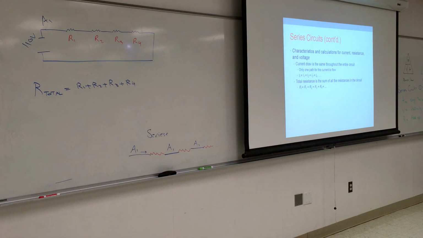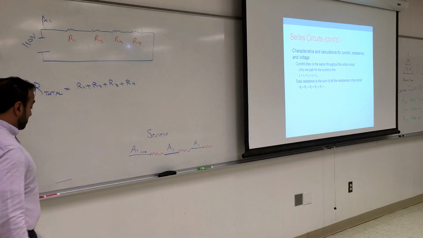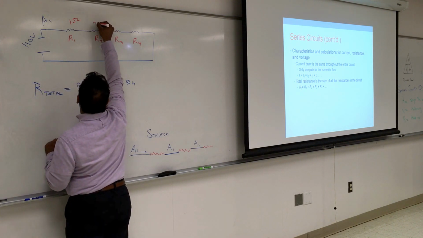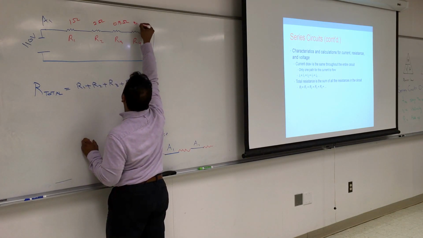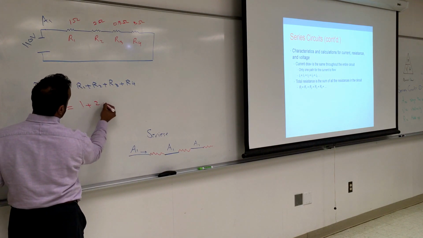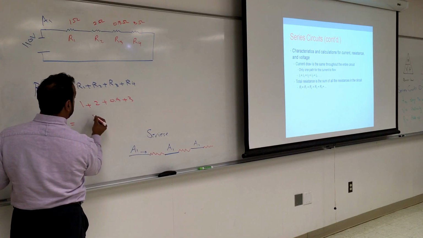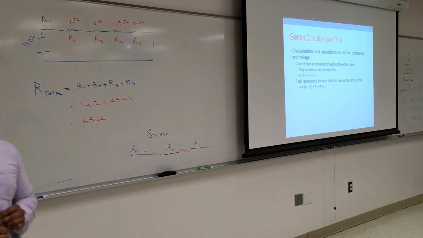It's not giving the resistance of R1. We'll have to put some numbers. The numbers represent nothing except the difference between them. They could be A, B, C, D, it'd be the same thing. Let's give it some numbers. Let's say this is 1 ohm, 2 ohms, 0.5 ohm, and this is 3 ohms. So what would be 1 plus 2 plus 0.5 plus 3? That's 6.5 ohms. Everybody agrees? Yeah.